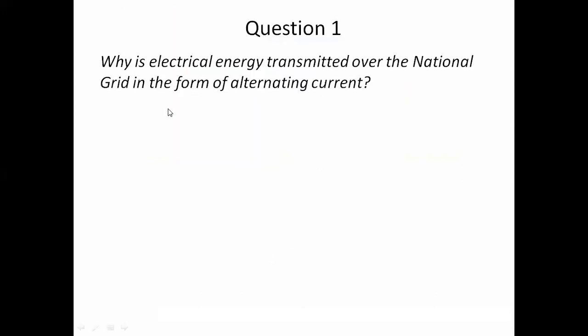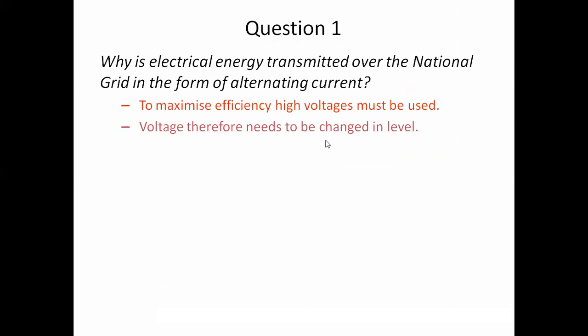So why is electrical energy transmitted over the national grid in the form of alternating current? To maximize efficiency, high voltage must be used. Okay, this is the answer. Voltage therefore needs to be changed to a higher level. Steady current cannot be stepped up or stepped down. Because we can use the transformer, we can step the voltage up to various levels, and we can step it down to other levels. And the transformer works only on AC.